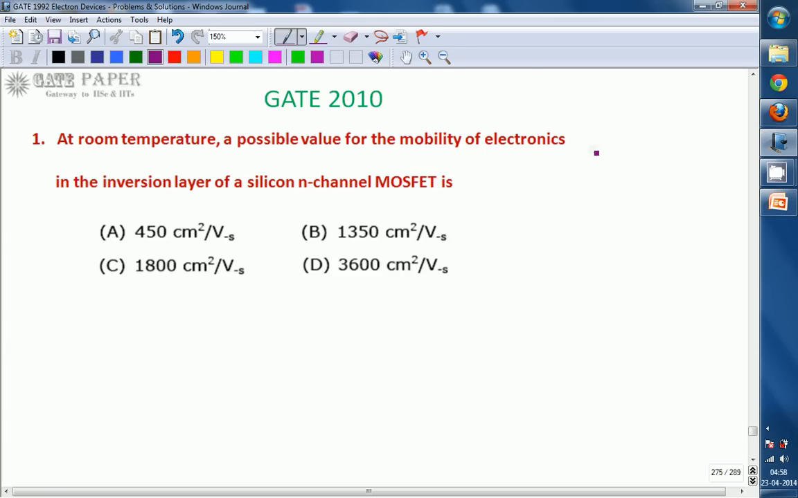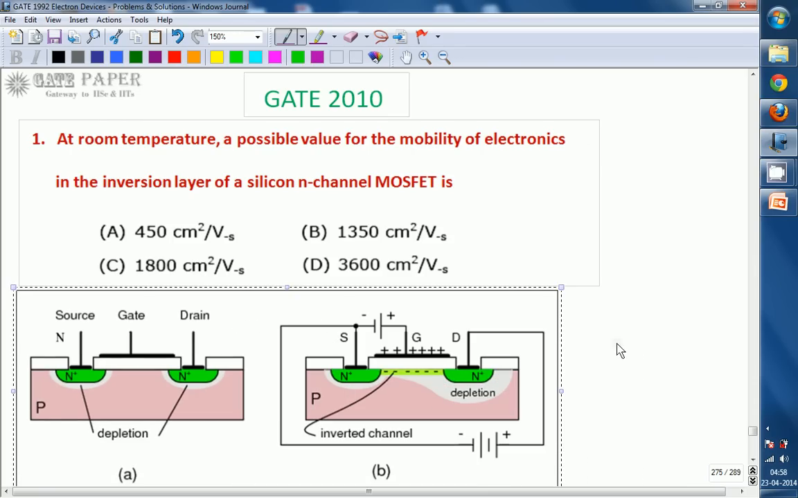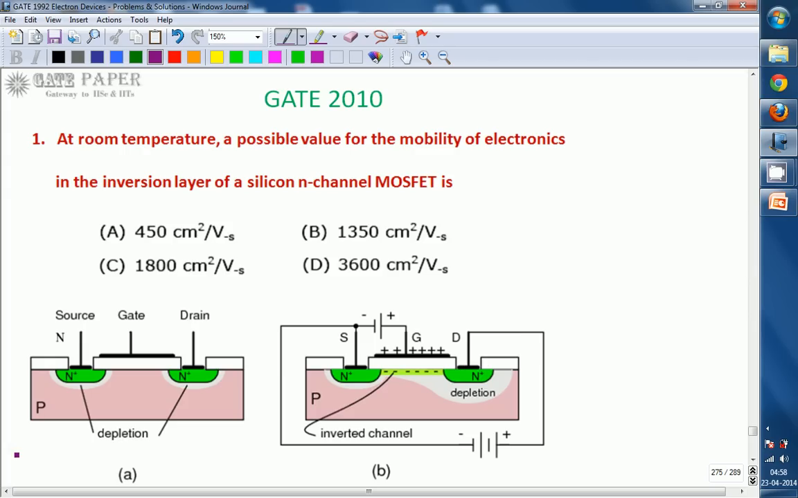We know that an N-channel MOSFET is always fabricated on a P-type substrate, and N-channel implies that the channel consists of N-type charge carriers. So we will go with the N-channel MOSFET construction. Looking at figure A, this is an N-channel MOSFET, which is fabricated on a P-type substrate, called P sub. In this P-type substrate, two N plus regions are diffused.